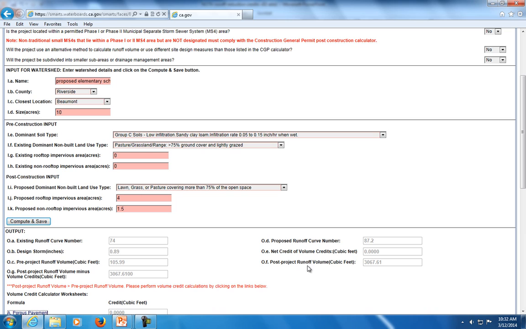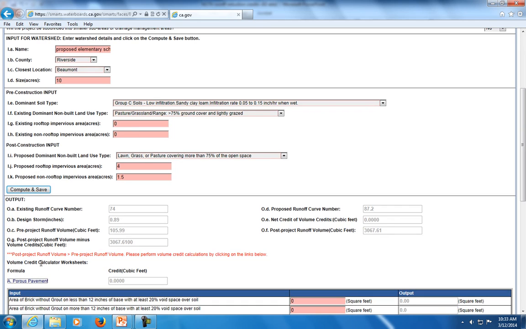And it's giving you the post-project runoff volume as well. So that's what it spits out. These are outputs. And the calculator, as you see, the inputs are basically the red boxes. So everything that's not red is what the calculator is giving you as an output.